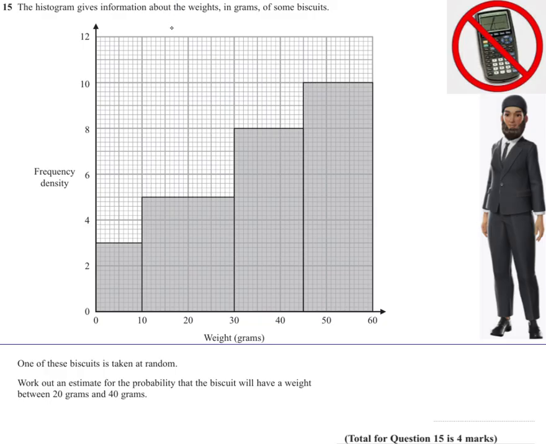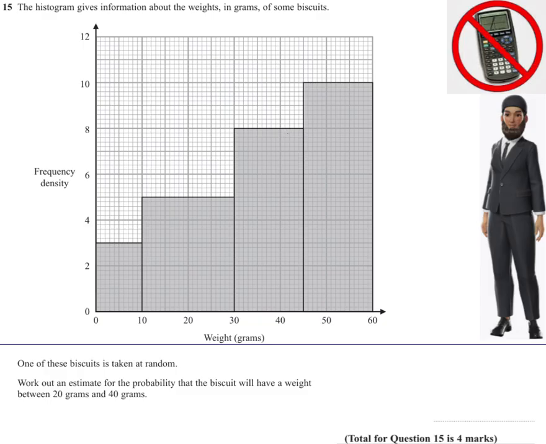It says the histogram gives information about the weights in grams of some biscuits. So we have a histogram over here. One of the biscuits is taken at random. Work out an estimate for the probability that the biscuit will have a weight between 20 grams and 40 grams.